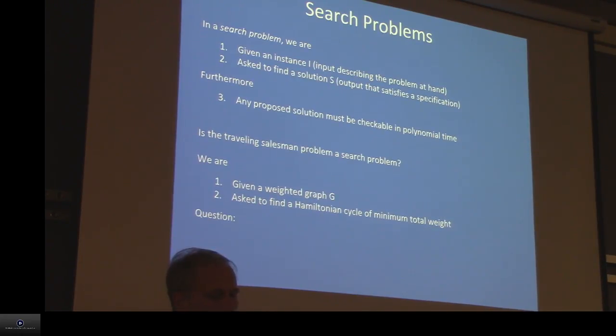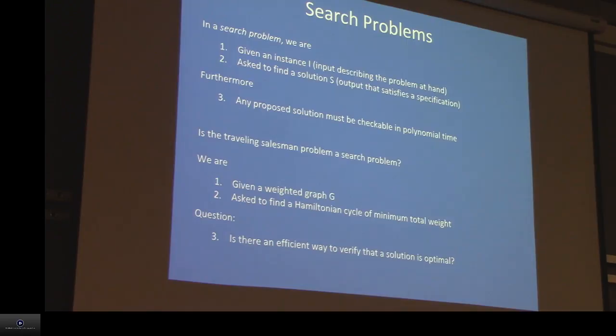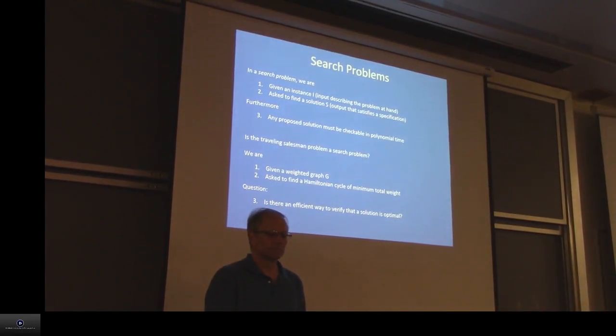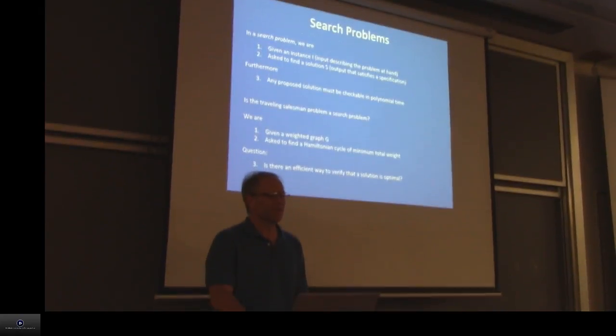So there's an instance, and you're asked to find a solution. To call it a search problem, we would have to argue that there's an efficient way to verify that the solution is optimal. Okay, so if someone gave you a solution and claimed this is the optimal solution, is it? It's hard to see how you would verify it quickly. Okay. So let's leave that there.